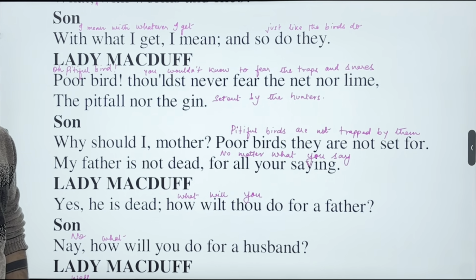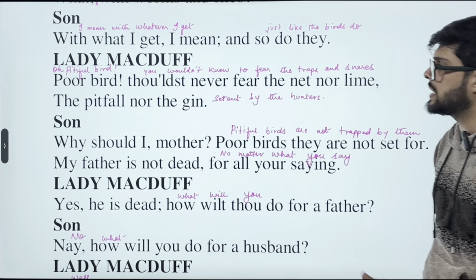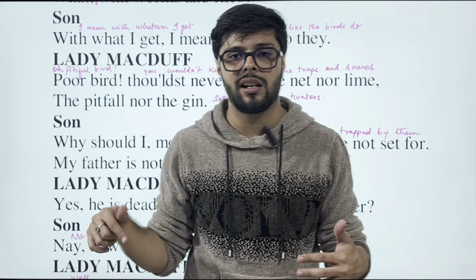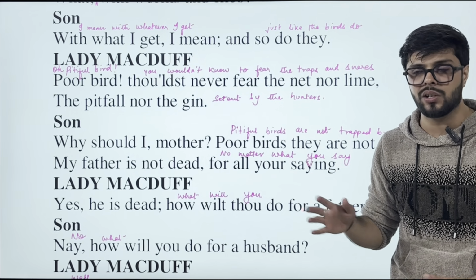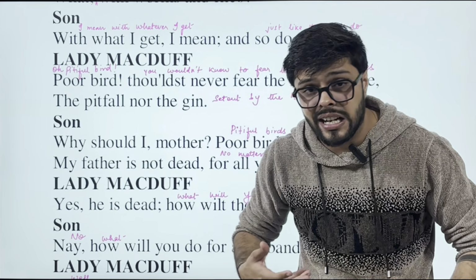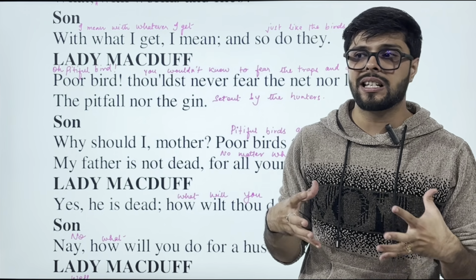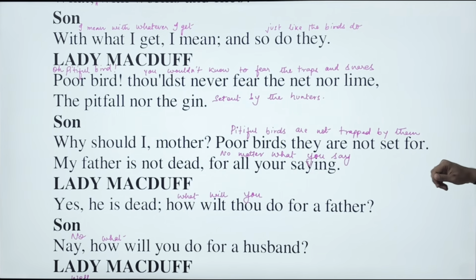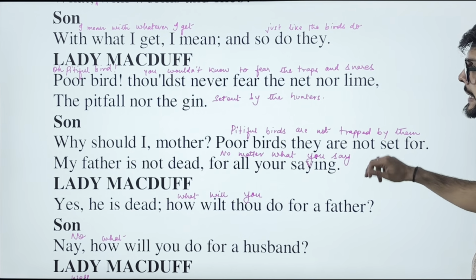Then you are just a poor bird. Oh, a pitiful bird. Thou shouldest never fear the net, nor lime, the pitfall, nor the gin. So you wouldn't know how to fear the snares and traps of the hunters. Basically, you are still an inexperienced bird, still too young to understand the violence out in the world. The people who try to bring you down, you have no idea about them.